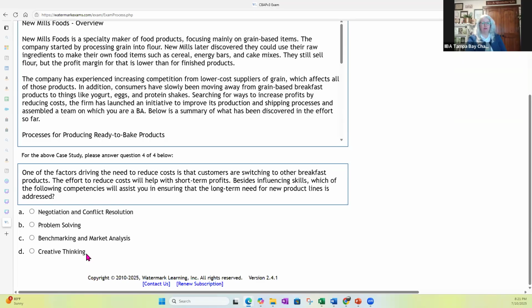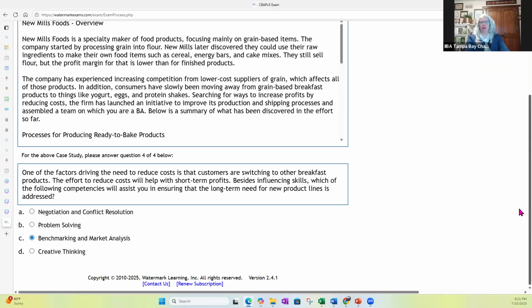So you basically have to convince somebody to look at something different than what they're looking at. I want to say benchmarking and market analysis, because it says customers are switching to other. The market analysis, that's a generalized macro thing, so that should be correct. Okay, I'm going to submit this.